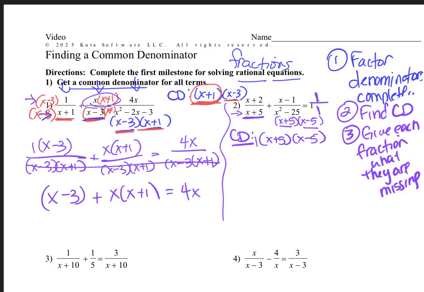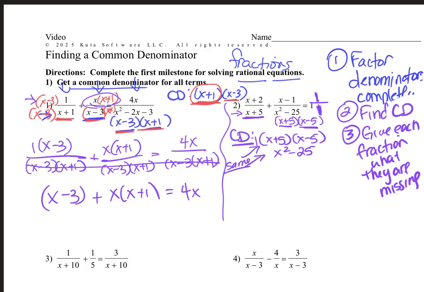So now what we have to do is multiply the top and the bottom by what's missing. Now what I like to do when I have one like this, and I know that I'm going to be multiplying by both of them over here, I say to myself, well, x plus 5 times x minus 5 is the same as x squared minus 25.